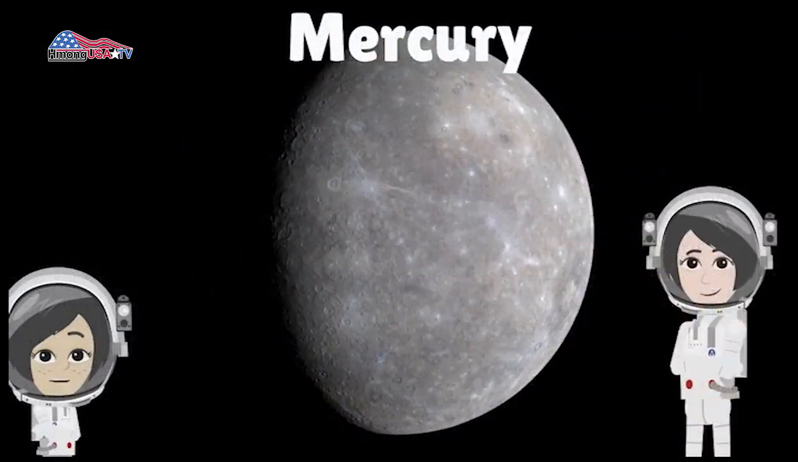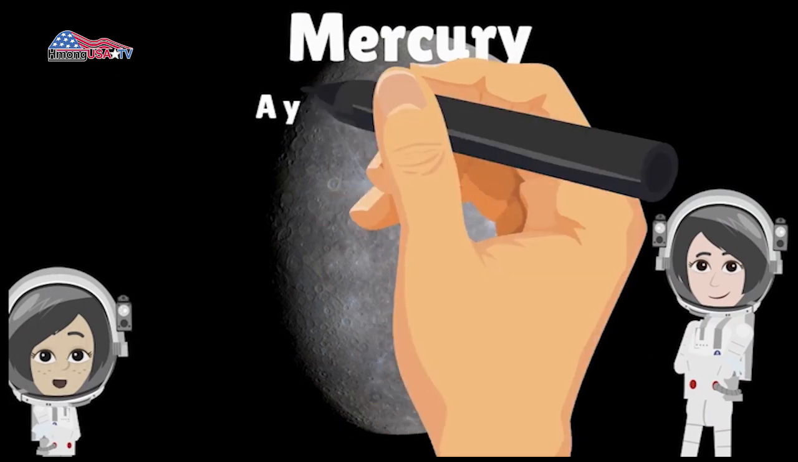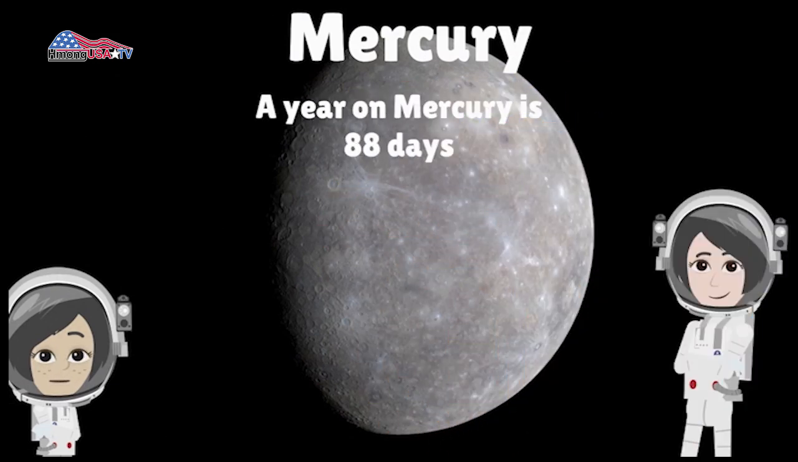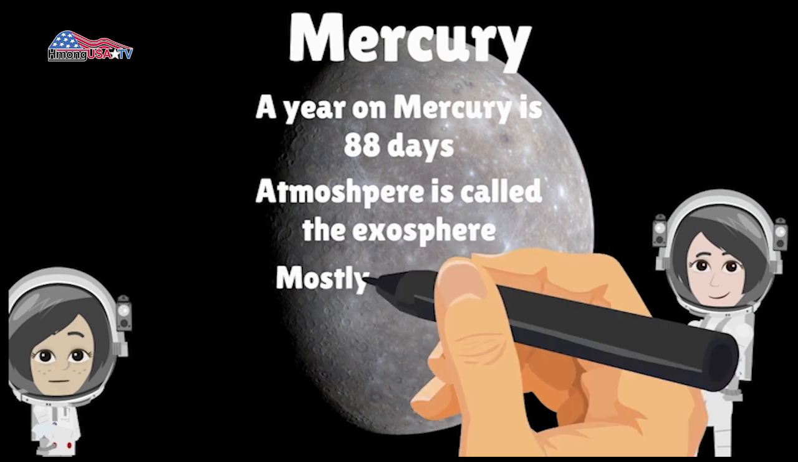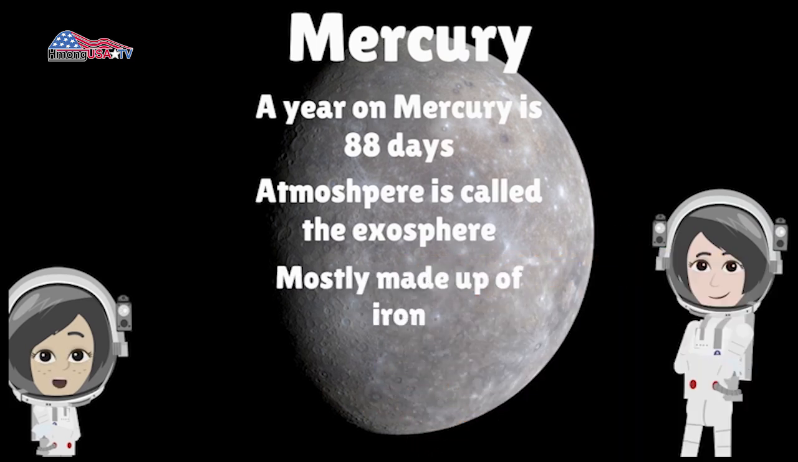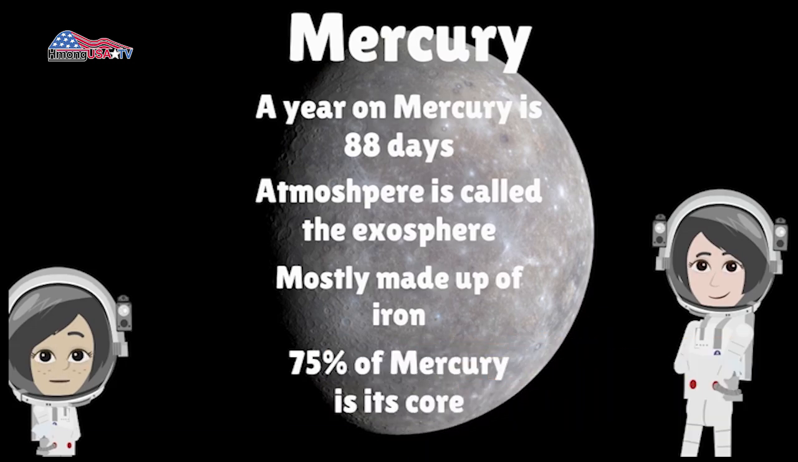This is Mercury, the first planet from the Sun. A year on Mercury is 88 days, and since the atmosphere is so thin there, it's called the exosphere. Mercury is mostly made up of iron and 75% of it is its core.